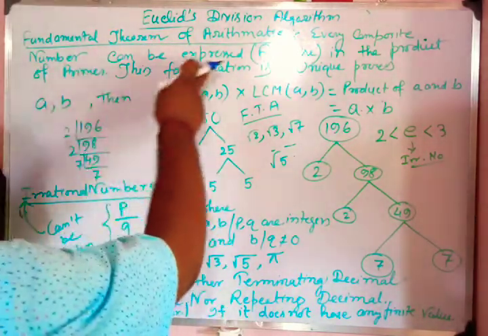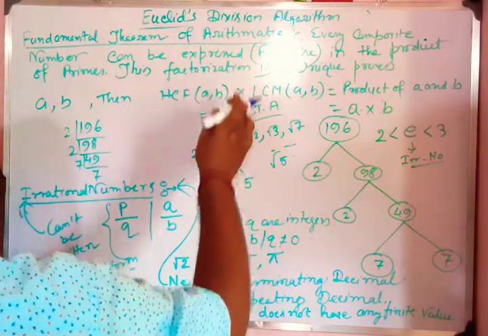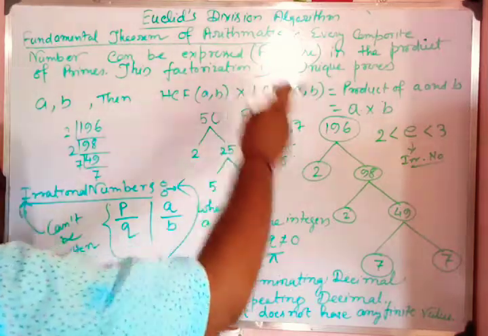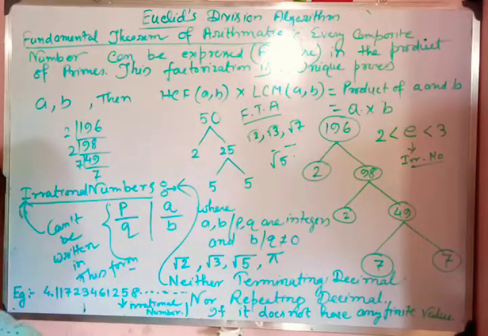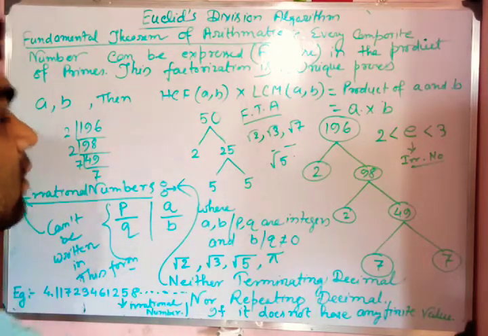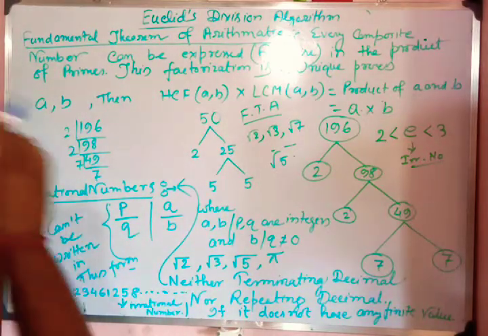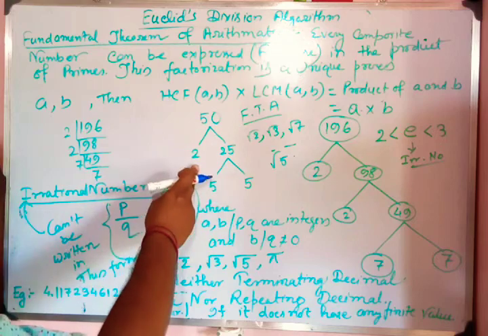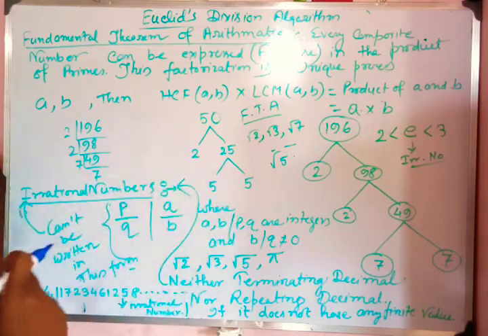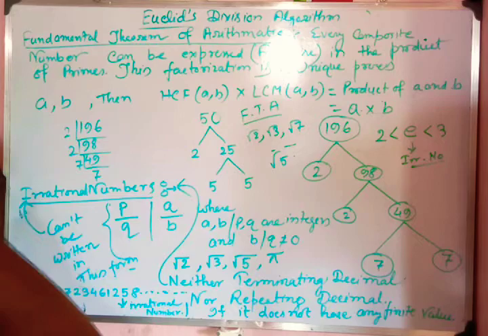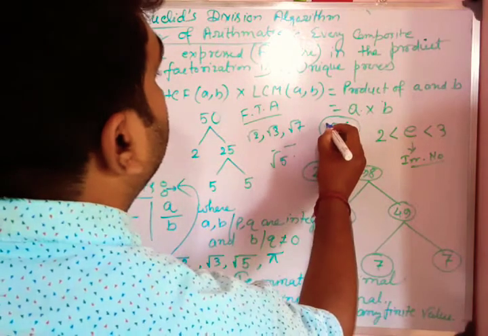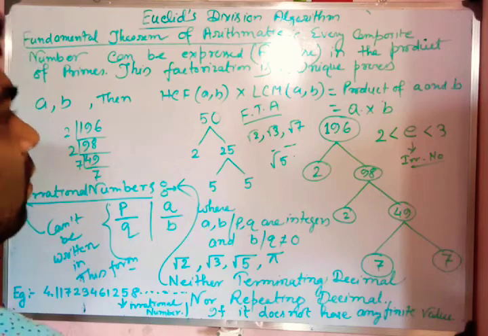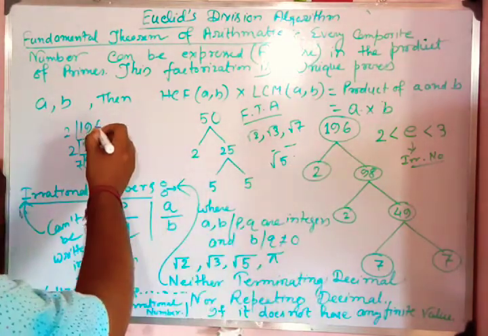So this is the fundamental theorem of arithmetic, that is, any composite number can be expressed or factorized as a product of primes. That means we have already expressed 50 as a product of 2, 5, 5, and let us take one more number, 196. Now 196, first we factorize it.